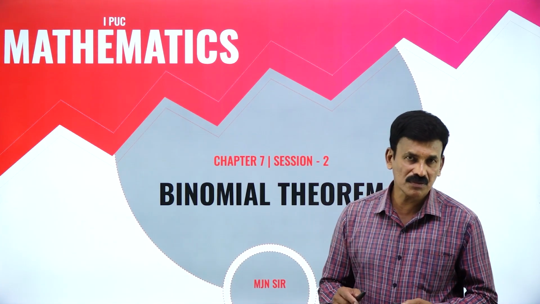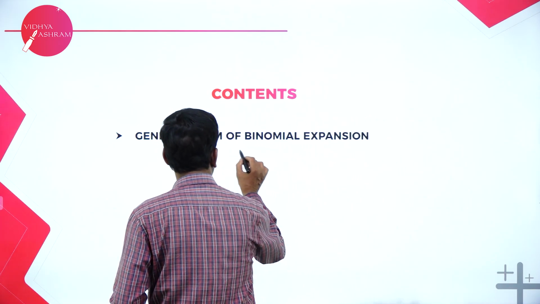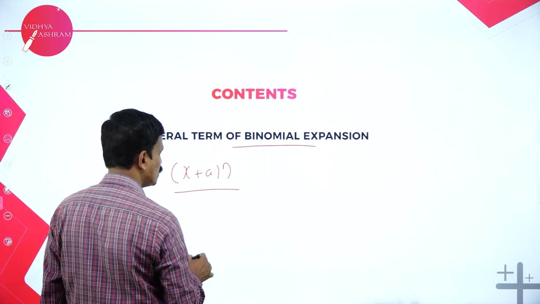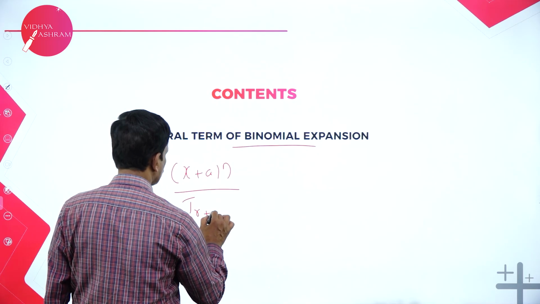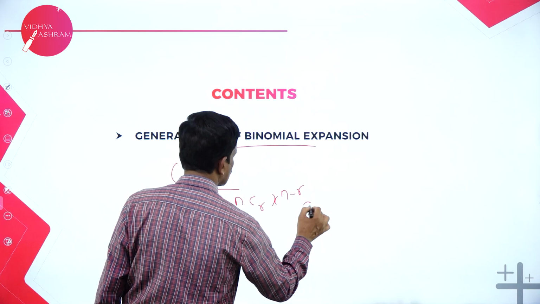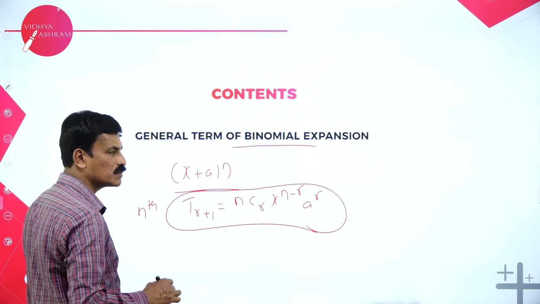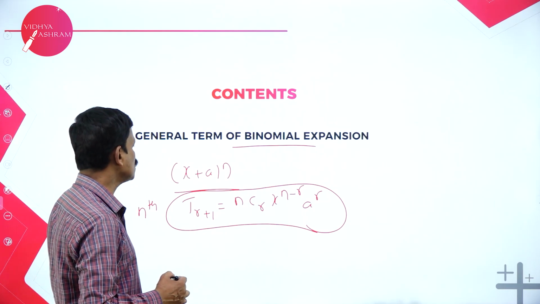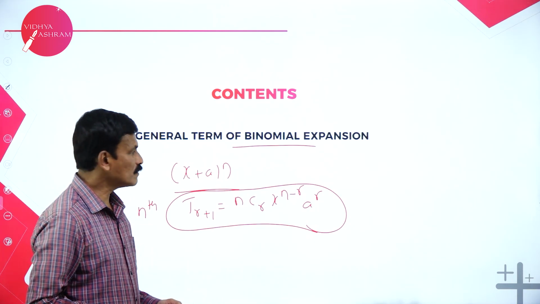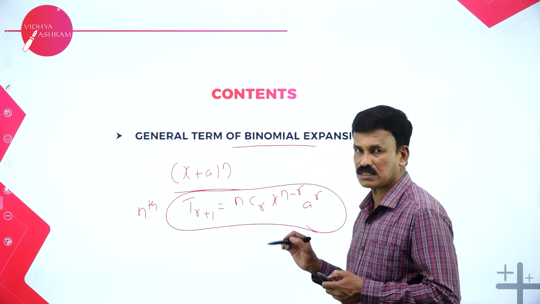Now, let us know what the general term or nth term in the binomial expansion is. In the expansion of x plus a to the power of n, the general term is T(r+1) equal to nCr x to the power of n minus r, a raised to r. Now let us take a few practical problems, then I will go to the general term or nth term.